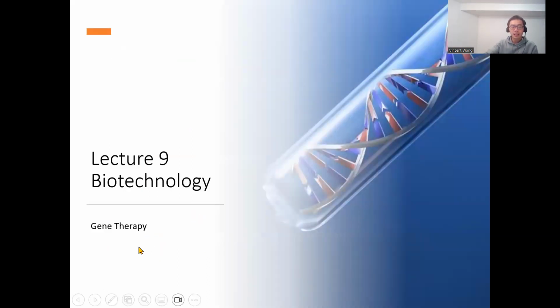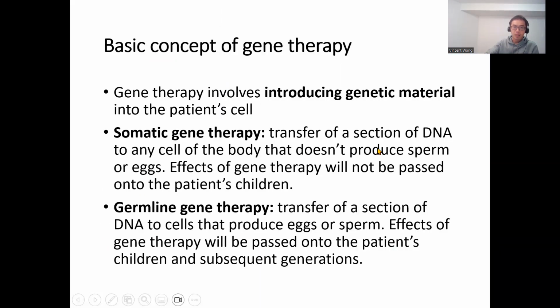Now I want to spend the last 15 minutes talking about the next concept, which is gene therapy. Okay, gene therapy. The hard stuff is done, by the way. There's no more crazy notes to take. This part you can just sit back and enjoy. It's fairly simple. So gene therapy involves introducing genetic material into a person's cell. Presumably the person has some kind of illness, right? So that's why they say the patient's cell.